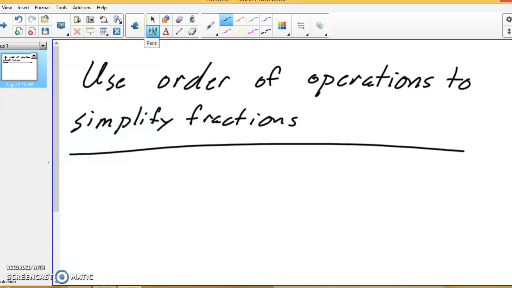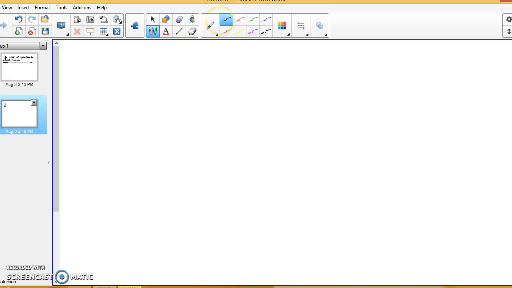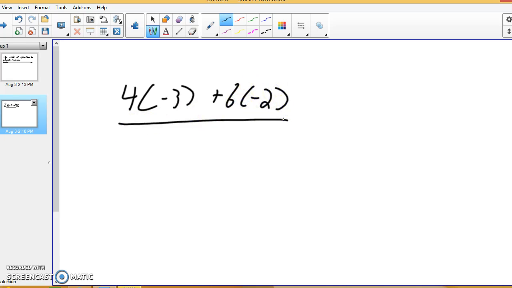In this lesson, we're going to re-examine order of operations, only now use it to simplify fractions. So let's say we are given an expression, say it looks something like (4 multiplied by negative 3 plus 6 multiplied by negative 2) all over (negative 3 times 2 minus 2).